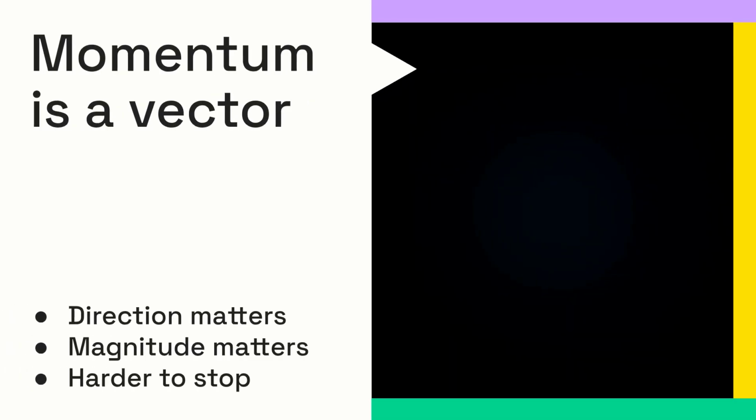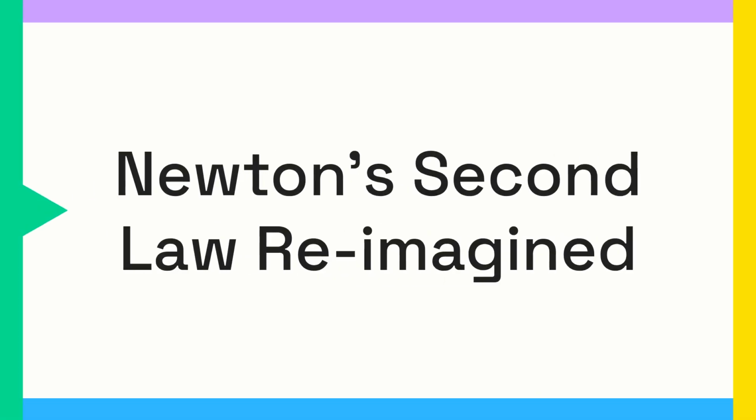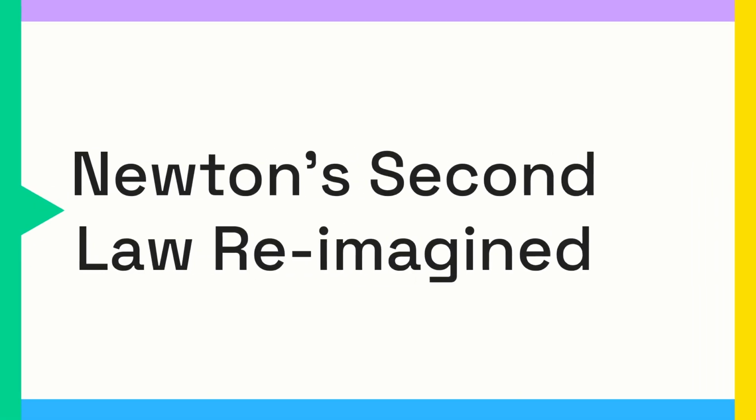Momentum is a vector. This means direction matters just as much as magnitude. For example, a heavy hammer moving fast has significantly more momentum and is much more difficult to stop than a fast-pitched baseball. Next, let's look at how momentum is central to Newton's second law.